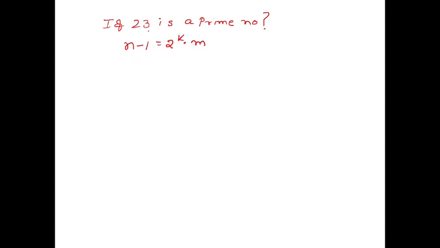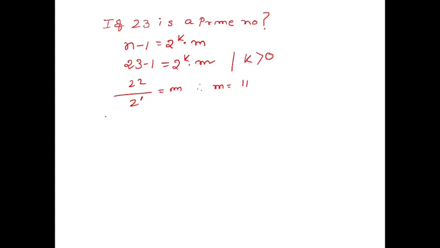So our n is 23. So 23 minus 1 equal to 2 to the power k into m. And here the value of k, let us consider it to be greater than 0. So 22 by 2 to the power 1 would be our first m. Therefore our m will be equal to 11.